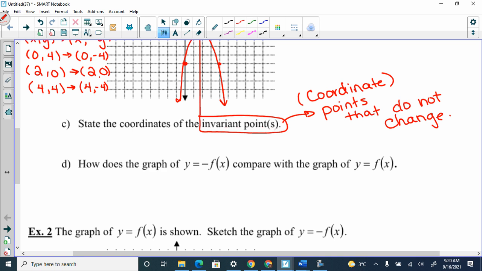Now, invariant does not change. It means it was there, it's still there. It does not mean it was there, I rearranged the graph again, and another point on that graph actually moved to it, and it's still there. That's not invariant. That means the point moved onto that same point. Invariant means I had the point, I did all my mapping and stuff to it, and that baby stayed. That's invariant. So the only invariant point here is (2, 0), or the x-intercepts.